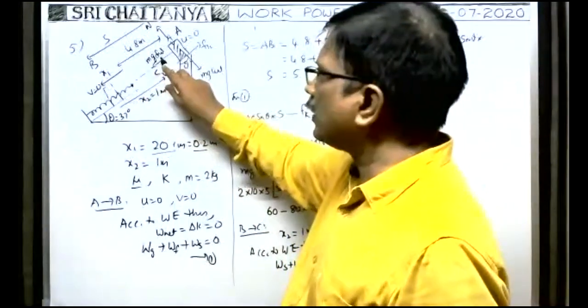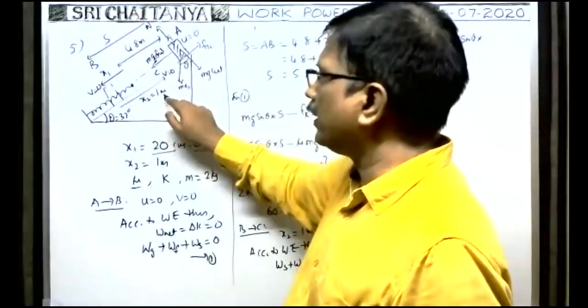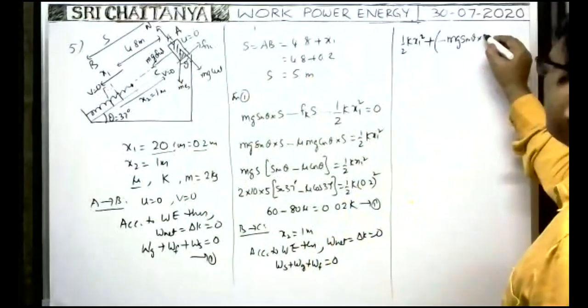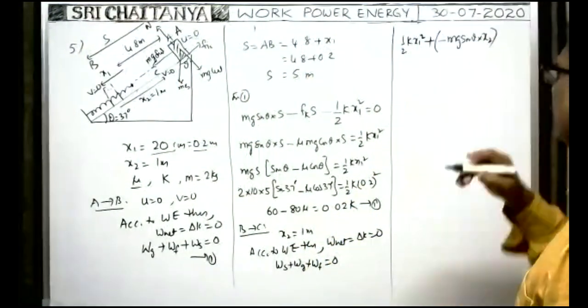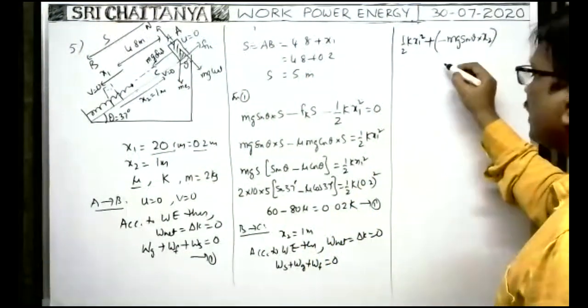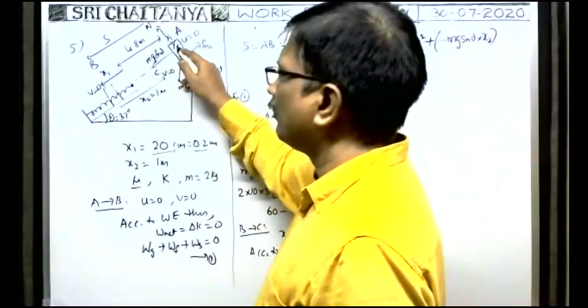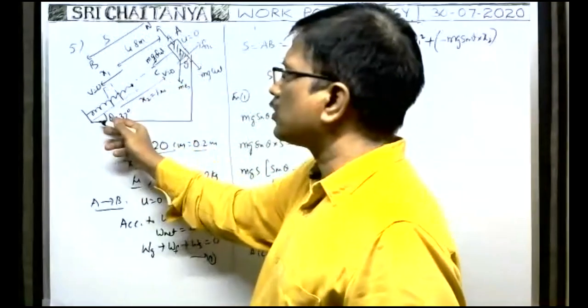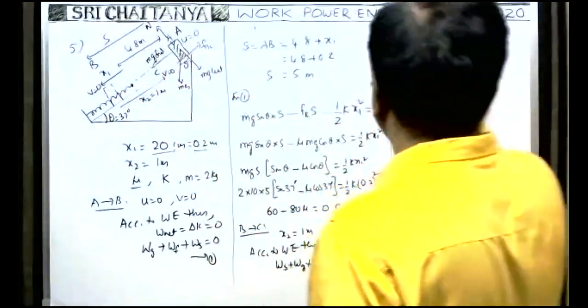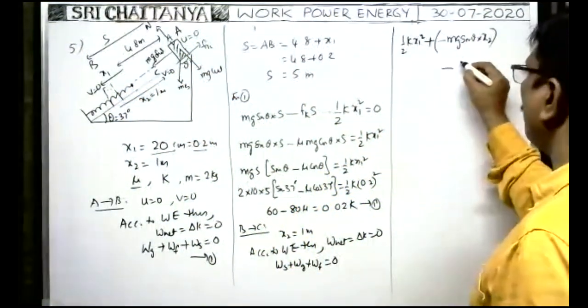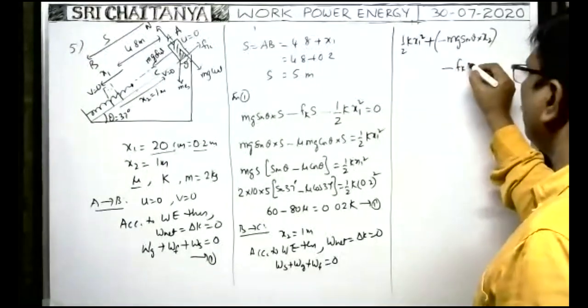From B to C, whenever the block travels a distance of up to 1 meter, the work done by gravity is negative. It is the work done by gravity. Next, what is the work done by friction? Whenever the block moves in this direction, the friction acts on the block in the opposite direction, so negative work is done. That's why the work done by the friction force is also negative, which is equal to minus Fk into x2.